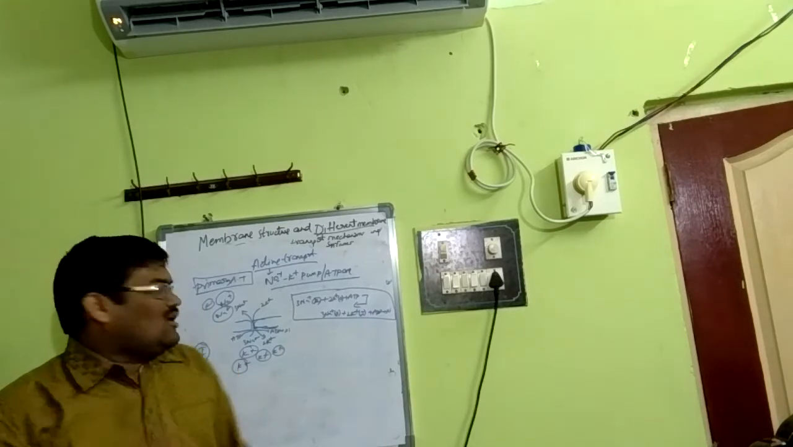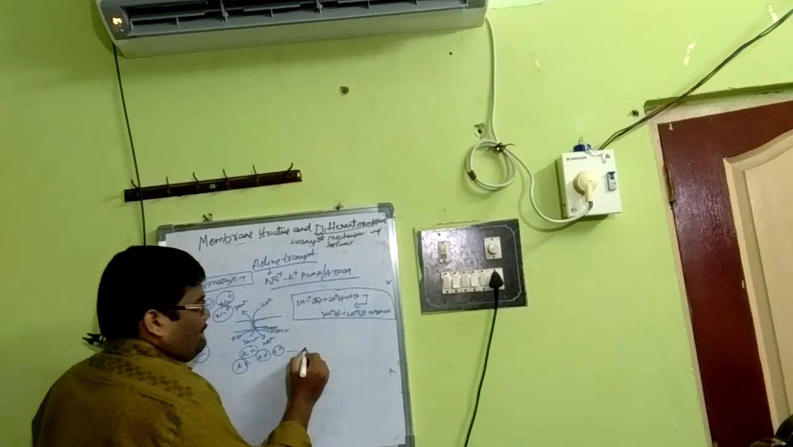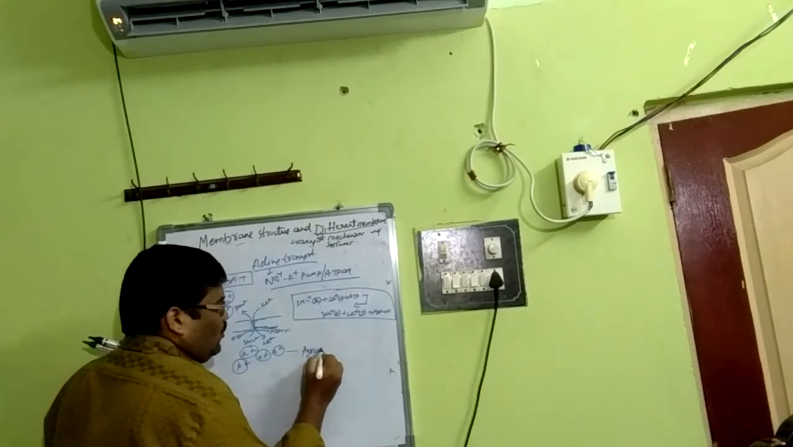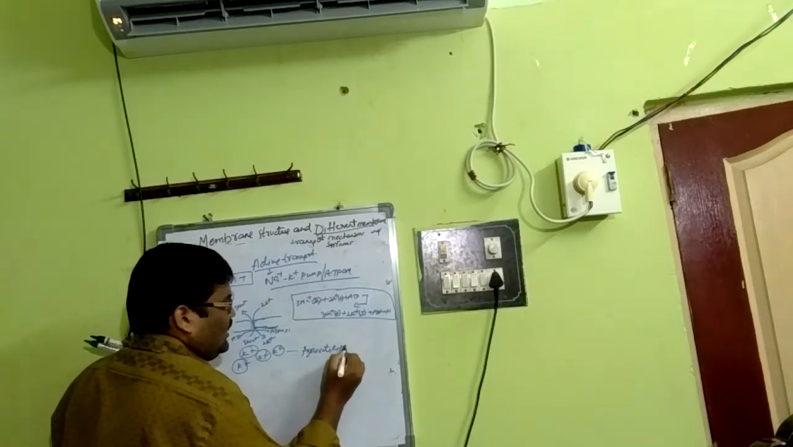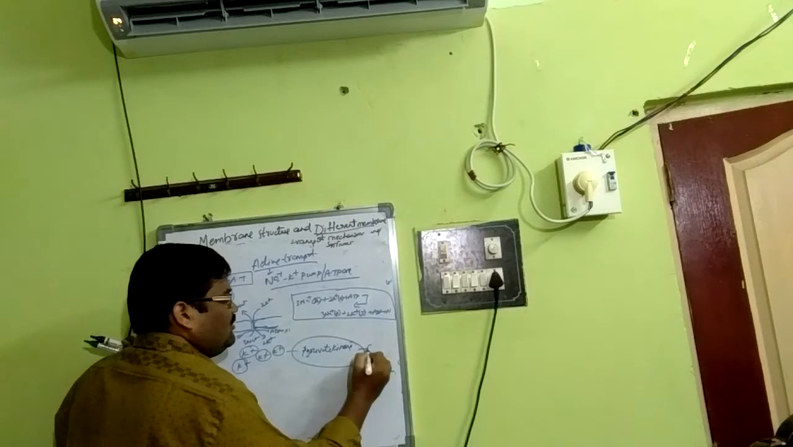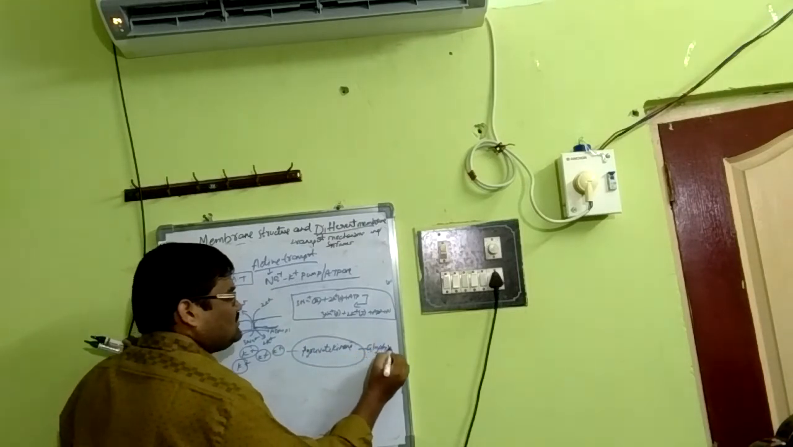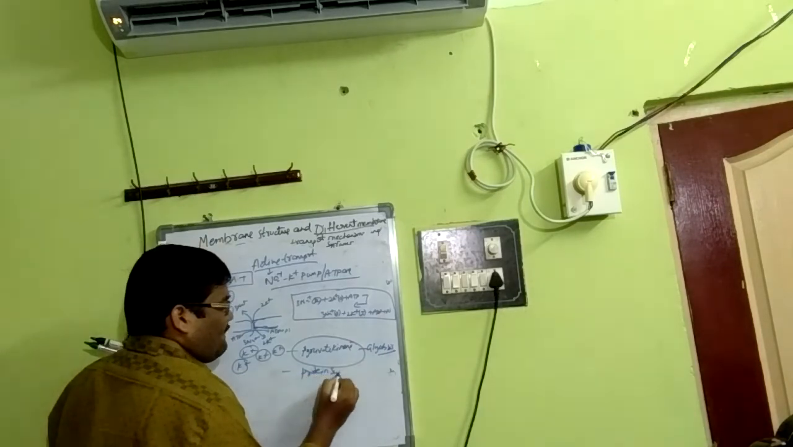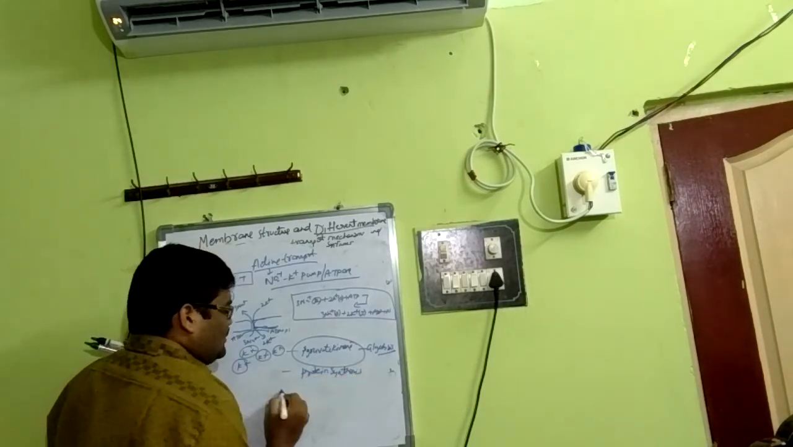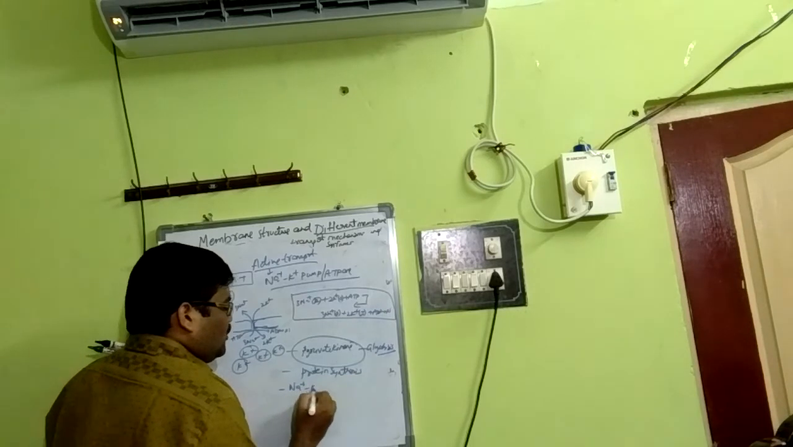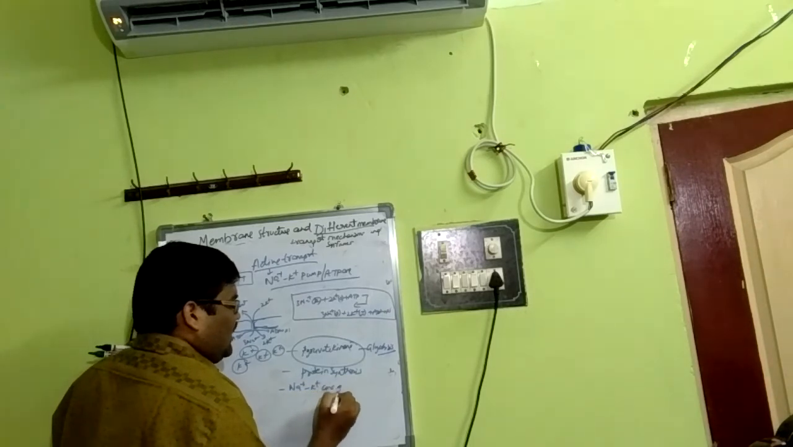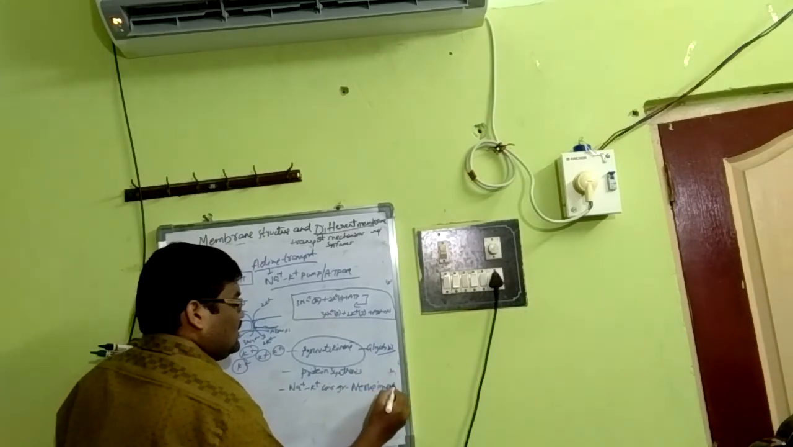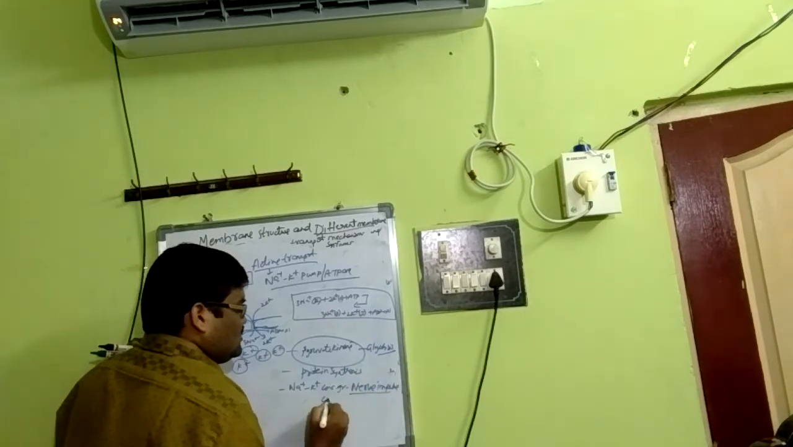Because K+ ion is essential for pyruvate kinase, which is required for glycolysis, required for protein synthesis, and most importantly, the sodium potassium concentration gradient is required for nerve impulse conduction, simply called action potential.